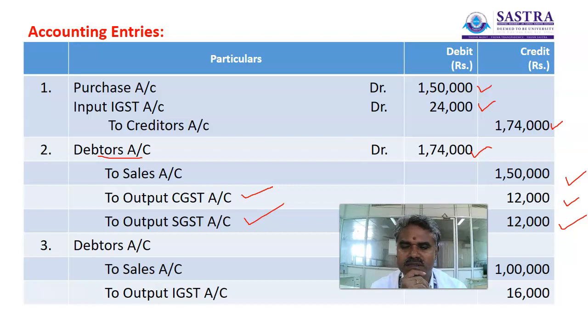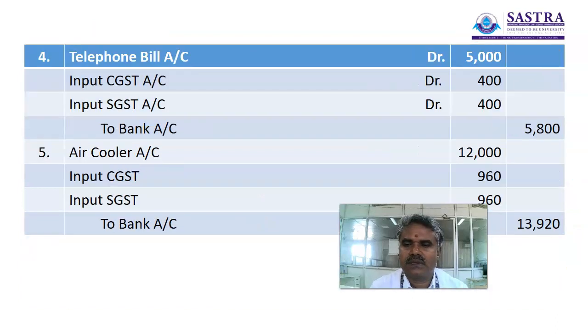So the next one is sales outside the state. Debtors account debit, to sales account, to output IGST. Then paid telephone bill 5,000, input CGST, input SGST, to bank. Purchase of air cooler 12,000, input CGST, input SGST to bank. So these are the entries. Okay.